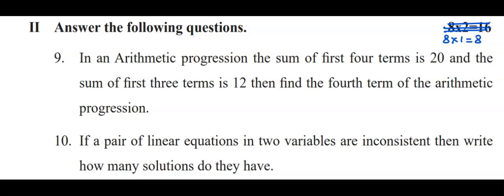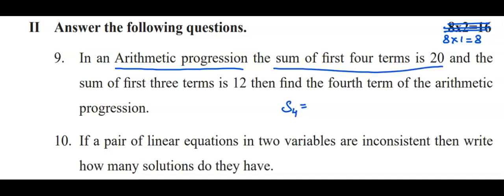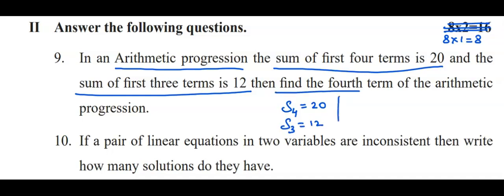Question number 9. In an arithmetic progression, the sum of first 4 terms is 20 and the sum of first 3 terms is 12, then find the fourth term of the arithmetic progression. How to solve this? Let me see. In an AP, sum of first 4 terms is 20. Sum of first 4 terms means S4 is equals to 20. And the sum of first 3 terms is 12. That is S3 is equals to 12. Then find the fourth term. They are asking you to find A4.